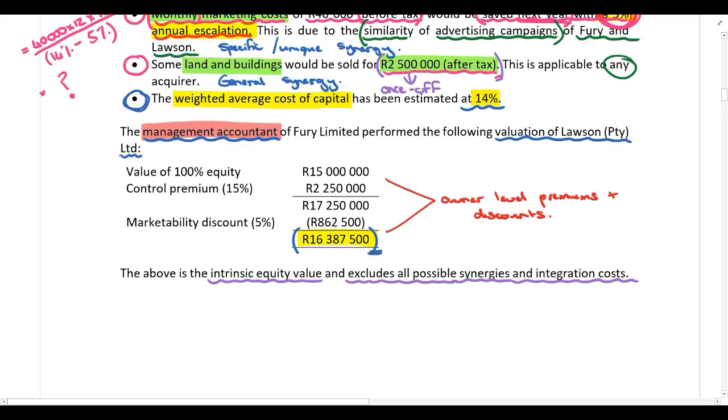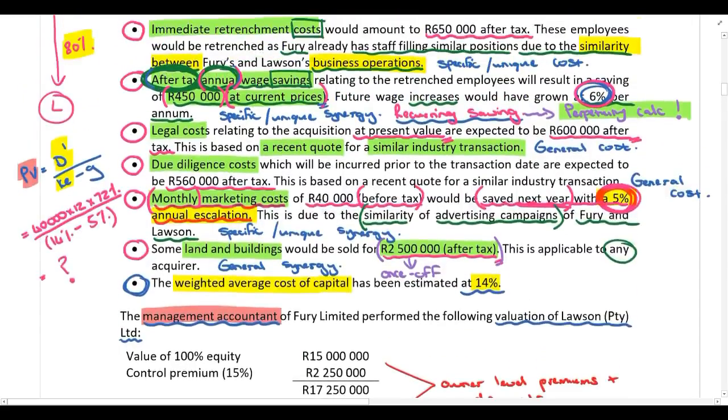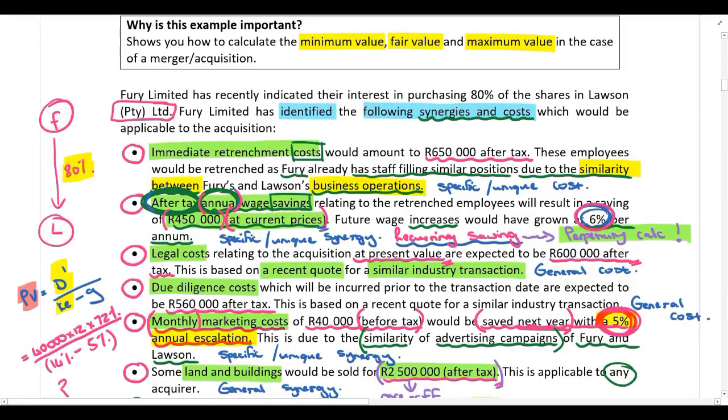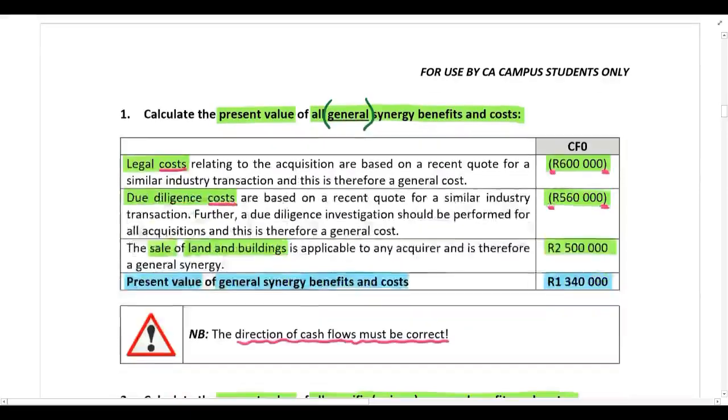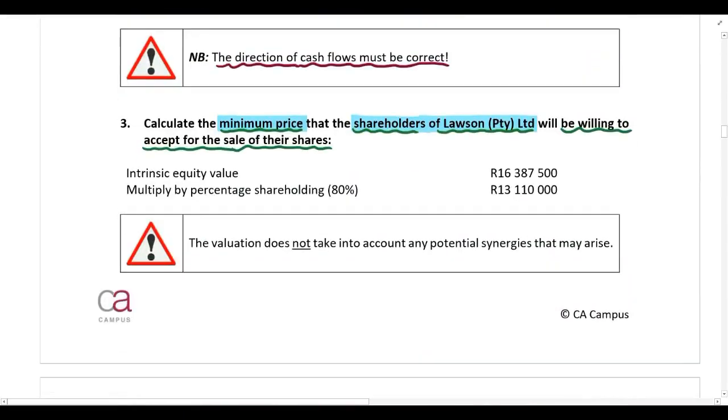When calculating the minimum value, we don't take any synergies or costs into account. So you just take this value over here, and you just need to multiply it by 80% because Fury is going to be purchasing 80% of the shares in Lawson. So if we are trying to calculate the minimum amount that they will be prepared to accept, you obviously need to multiply it by the percentage shareholding that they are looking at selling. So that's from the valuation performed by the management accountant. Multiply that by 80%, and that gives you the minimum price. Do not take into account any potential synergies that may arise.